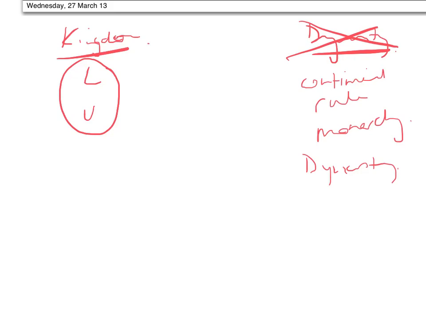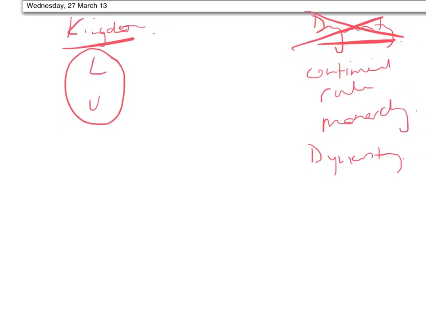So they're the two terms we need to look at. The first one is kingdom, and the other one is dynasty.